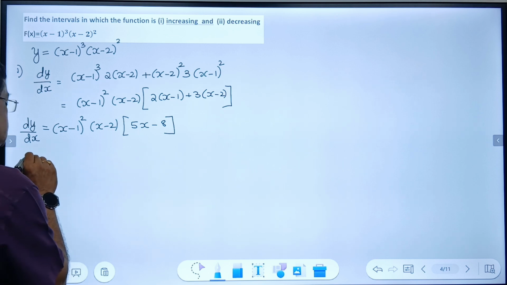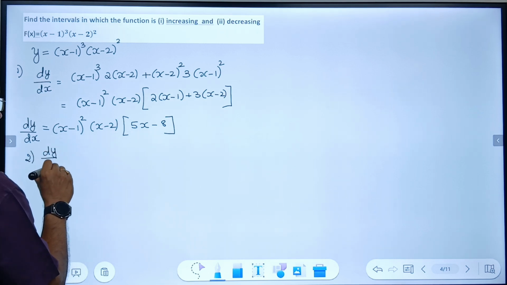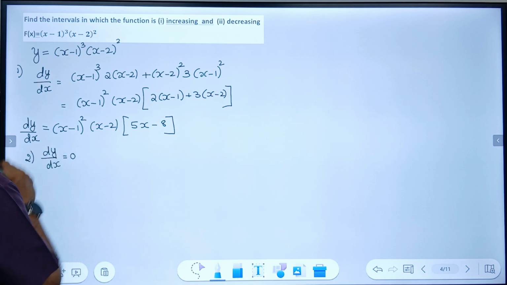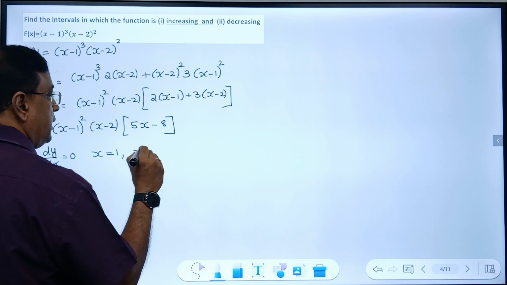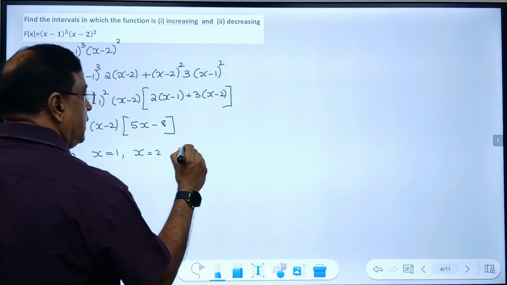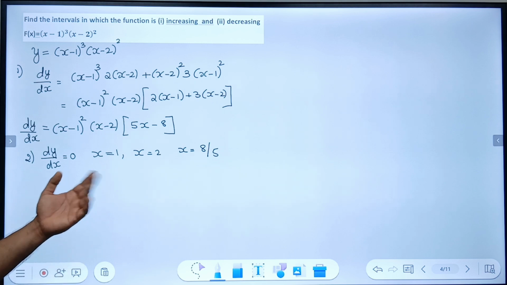What is my second step? My second step is I want to find dy by dx equal to 0 and find the critical points. So what are they? I'll get x is equal to 1, x is equal to 2, and x is equal to 8 by 5. I got all the critical points.